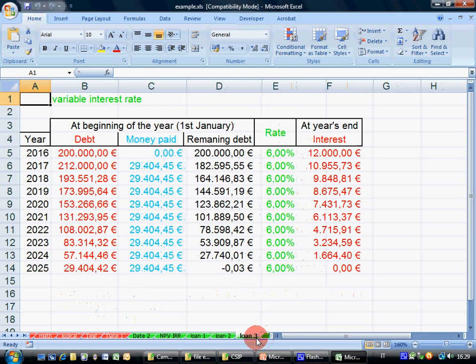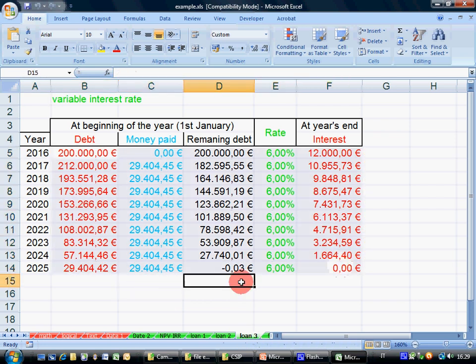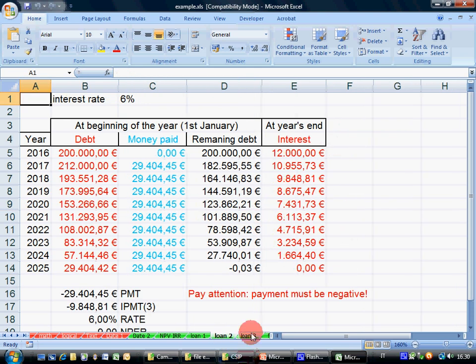Okay, we go to loan 3. Let's clear it up. It's the usual, no, we don't clear it up. It's the usual table. It's exactly like the loan 2 table for the moment.